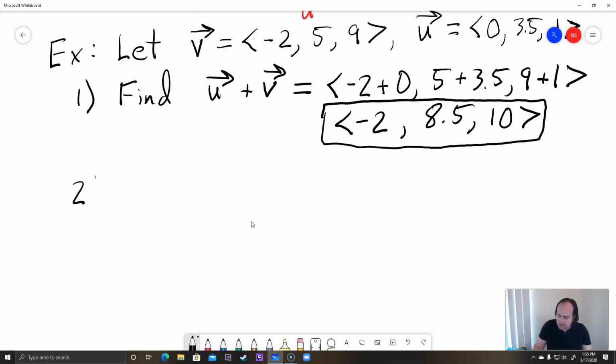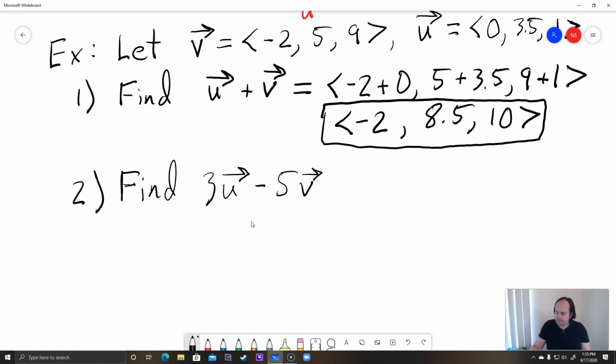Okay, so example number 2. This one's going to be a little bit harder, but most people don't find these that challenging once they get used to them. So let's find 3u minus 5v. Okay, we want to find 3u minus 5v. So what's that going to look like? Well, probably the best way to do this is to just write it all out.